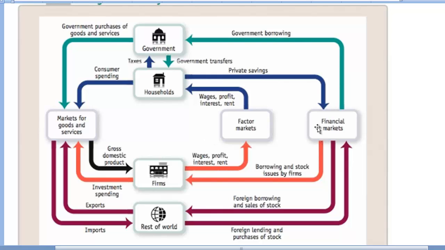Funds can flow through financial markets in the form of borrowing and stock issues by firms. They can flow from financial markets into government. And finally, funds can flow in the form of foreign borrowing and sales of stock, and foreign lending and purchasing of stock. This completes our circular flow diagram.